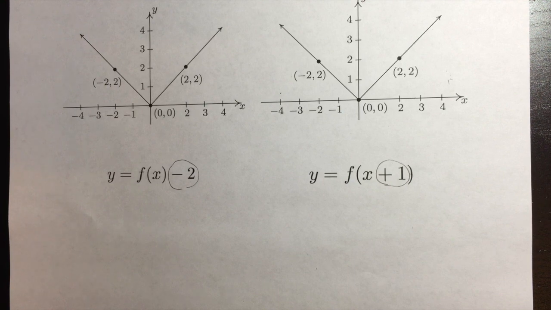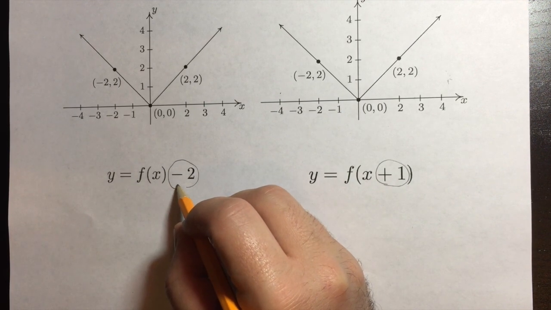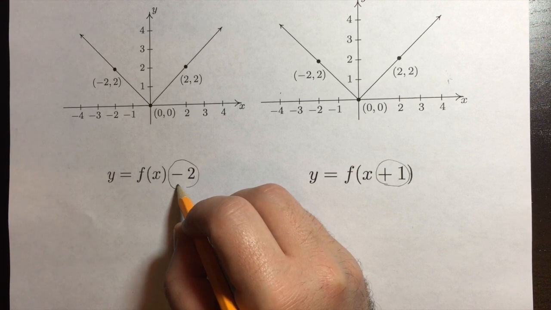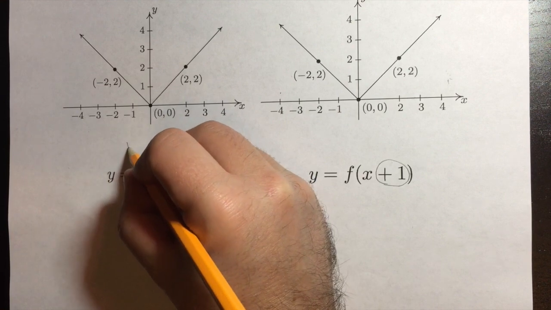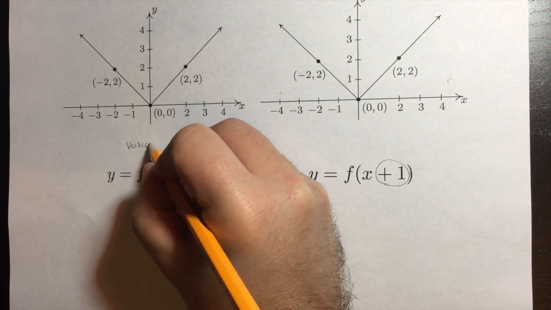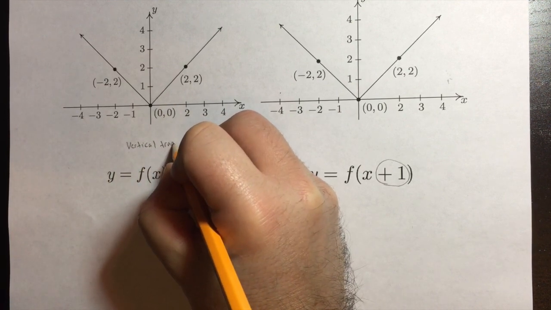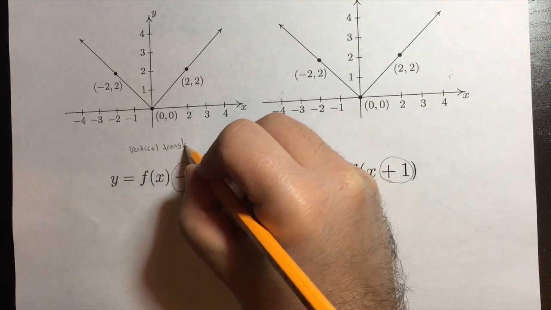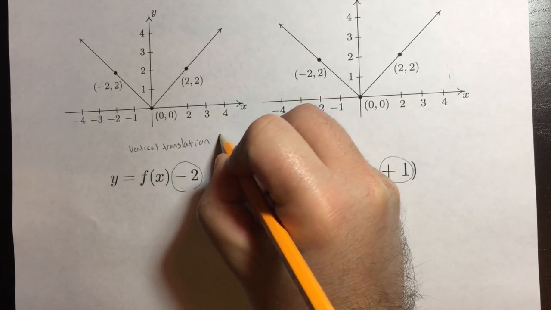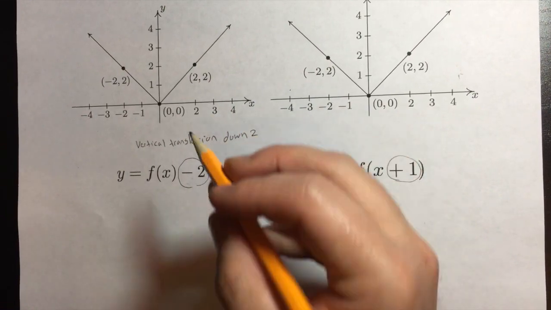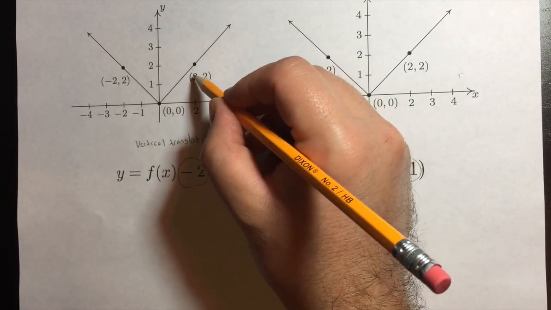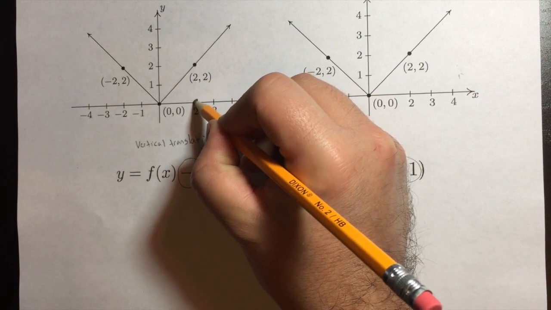Since we are subtracting, what do we have to do? Well, if we're subtracting from the y, that means our y values go down 2. So this is actually a vertical translation down 2. So we're literally going to do that. Move each point down 2.